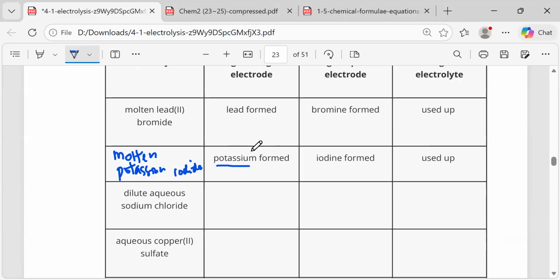All right, I will write. Dilute aqueous sodium chloride. You always have to write the ions. We have done electrolysis 3,000 million times already. So which is chosen, sodium or hydrogen? Hydrogen. Group 1, Group 2, Group 3 are never chosen. So you choose hydrogen.